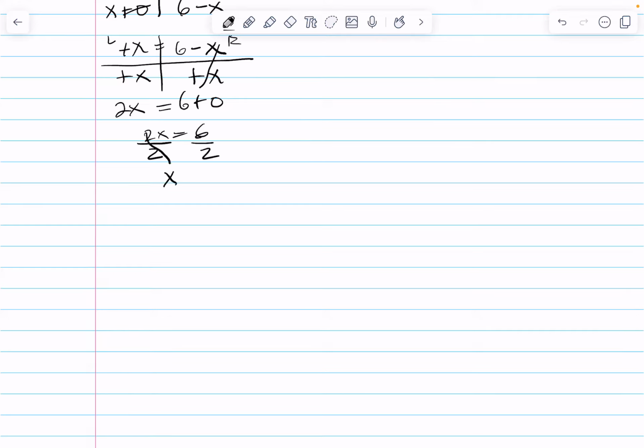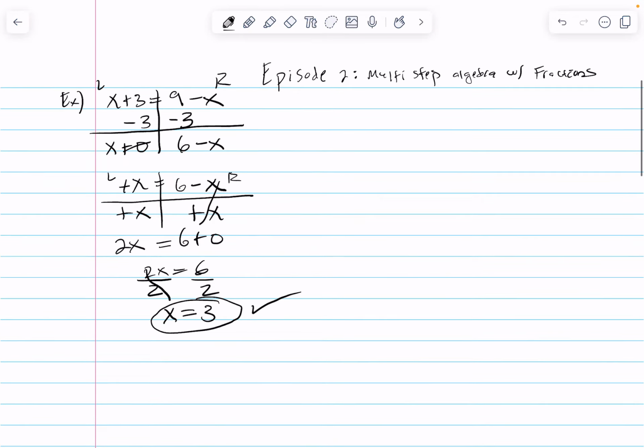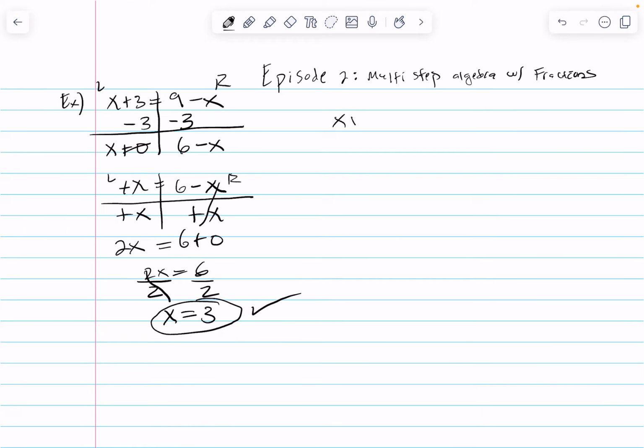That equals 1. X equals 3. So our answer is x equals 3. And we're going to just check that real quick for the original equation. Let x equals 3 on both sides. 3 plus 3 is equal to 9 minus 3.